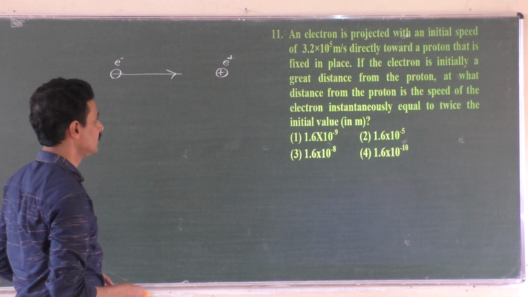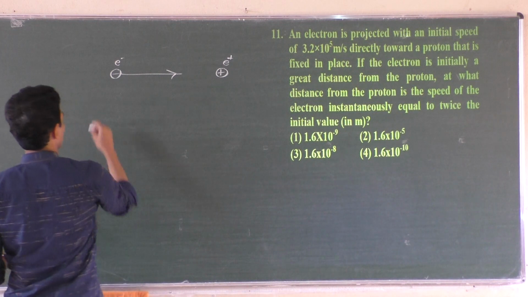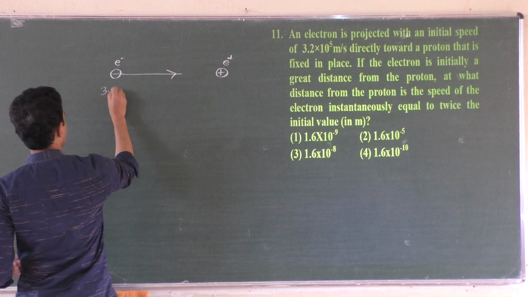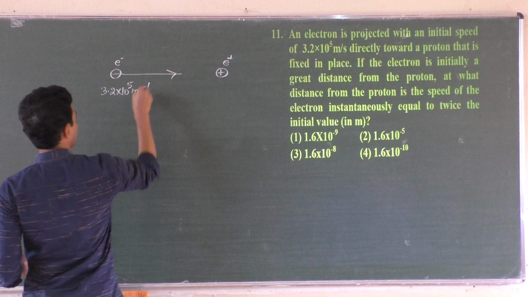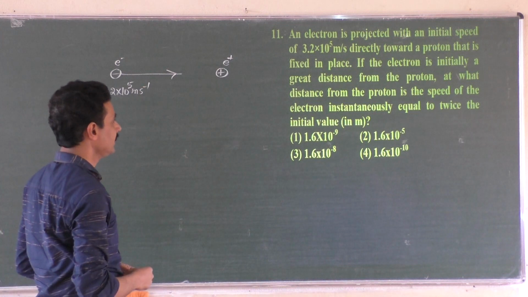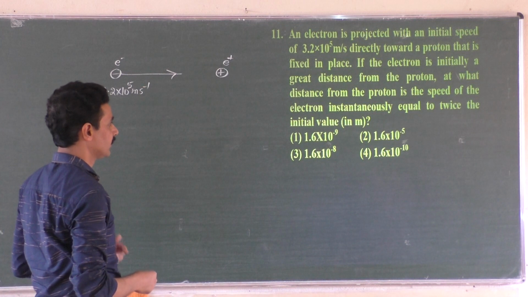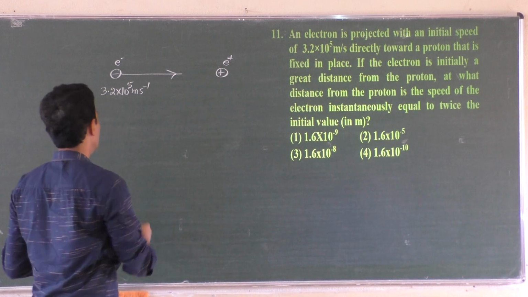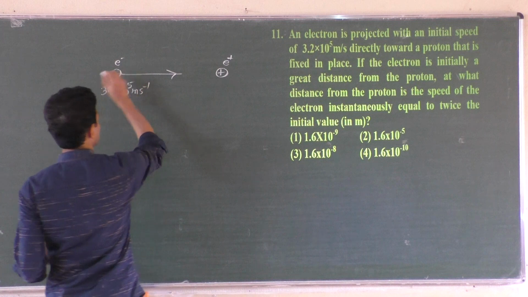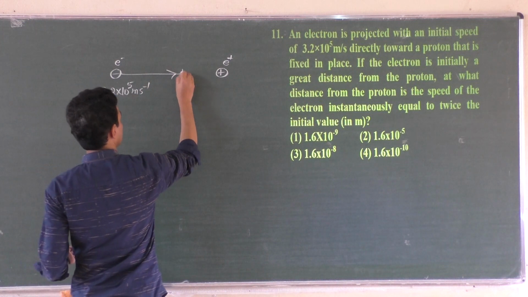If the electron is initially at a great distance from the proton, so that the velocity at a very large distance is 3.2 into 10 to the power 5 meters per second, at what distance from the proton is the speed of the electron instantaneously equal to twice the initial value? Whatever this velocity is here, that velocity should become double, right?